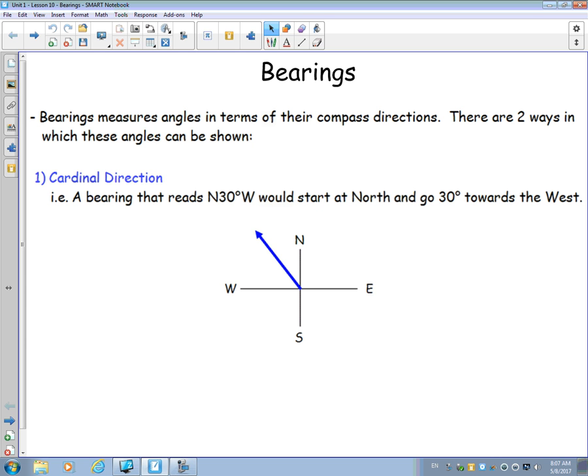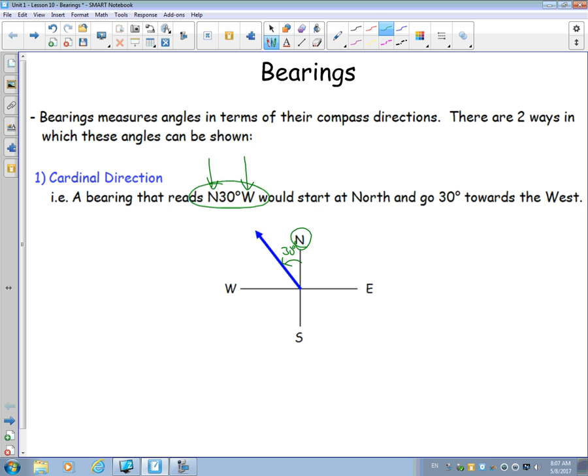So there's two different ways you can look at bearings. Number one, cardinal directions. Cardinal directions mean your north, east, south, and west. So we look at this diagram right here. North is always to the top, east to the right, south down, and west to the left. Then when we talk about bearings, for instance, N30W means we start at north, that's the first one, and go 30 degrees towards the second one. So in this diagram here, north 30 west would be right there.